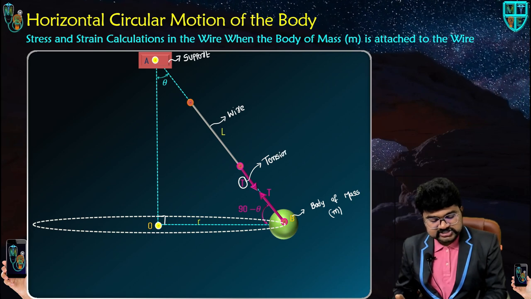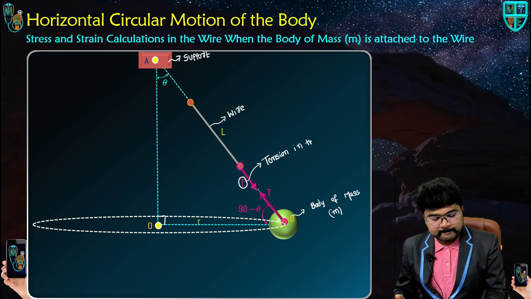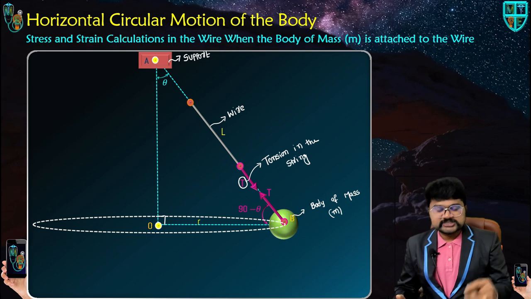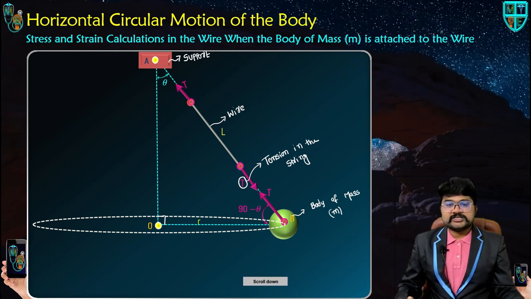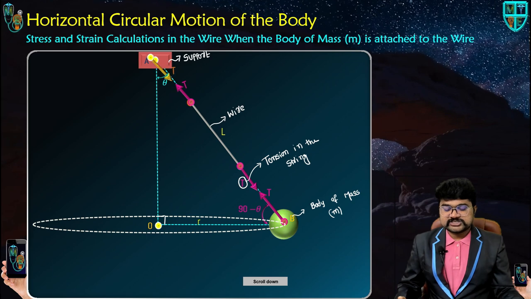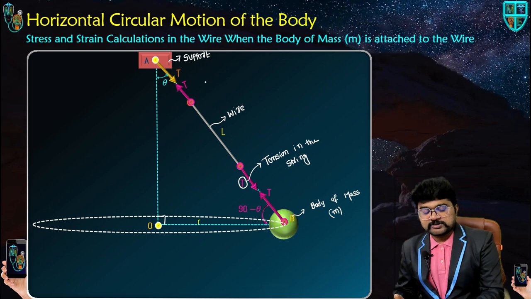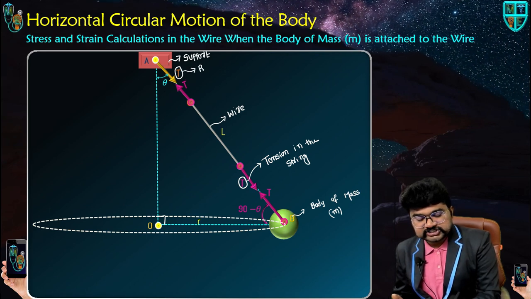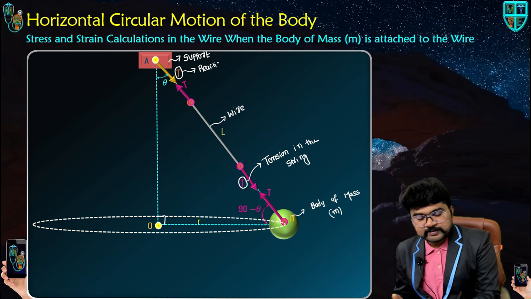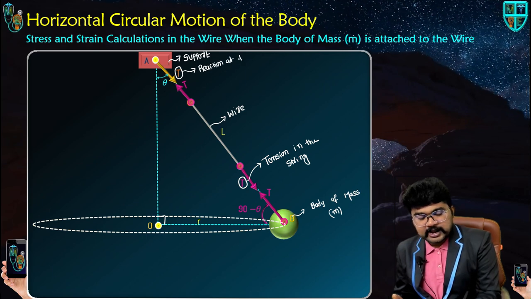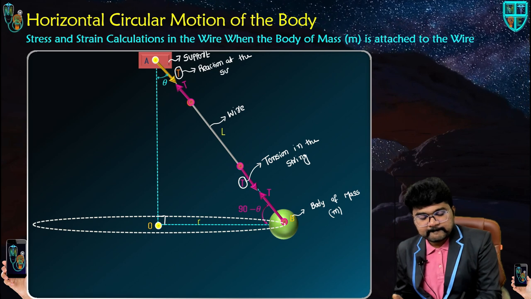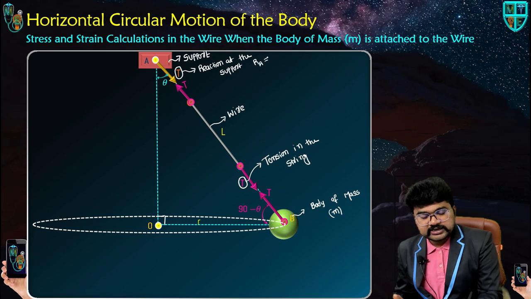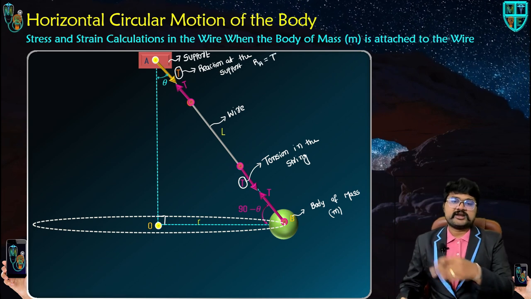Tension in the string always pulls the body. This tension is pulling the wire, and this tension is pulling this particular support. Here it is the reaction at the support. Reaction at the support. Understood? I can say that RA equals the tension in the string. That is the reaction at the support.